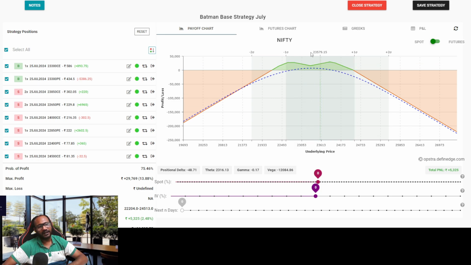Right now, this is how the payoff looks, and we are slightly skewed to the right. We have coverage till 24,500, which is a huge range on the upside. And on the downside, you see it has coverage till 22,264. So it is quite a wide range that we have got coverage for.